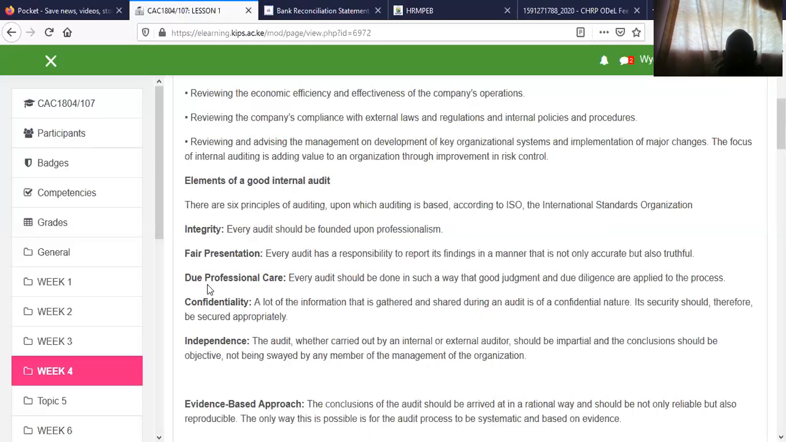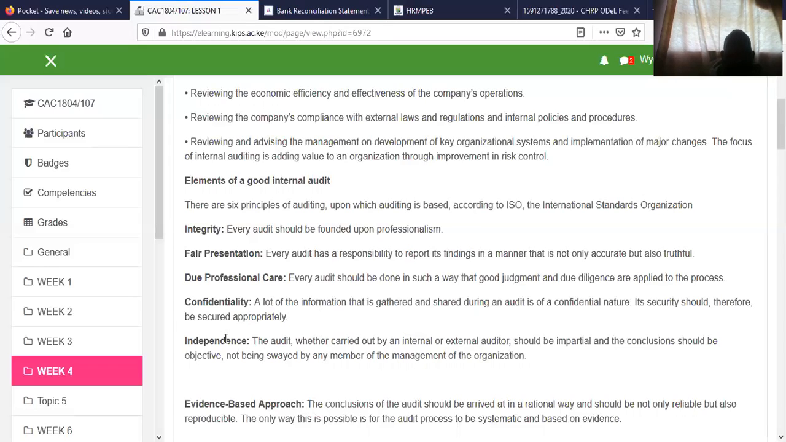Number four is confidentiality. The confidentiality aspect here is this. Remember, the auditing process involves a case whereby you will be in possession of very sensitive information. Because you are getting in touch with sensitive and confidential information about an organization, you should exercise confidentiality and use that information only for the course of your duty and not reveal it to external parties who are not relevant to that particular organization.